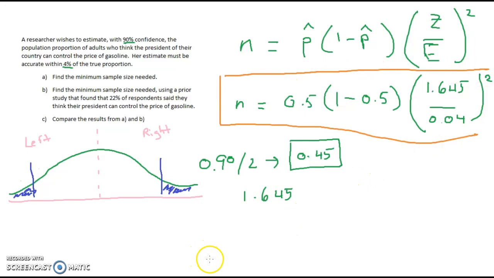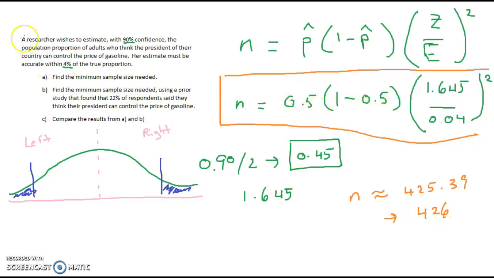Let's see if I can find it. What did I get here? If you plug all the numbers in and solve this, you should get something like this: n should approximately be equal to 425.39, which, again, if we're sampling real people, we can't have a fraction of them, so I guess we would just bump that up to 426. So what we figured out here was that if we want to be 90% confident about how many people think the president controls the price of gasoline, we would need to sample at least 426 people.